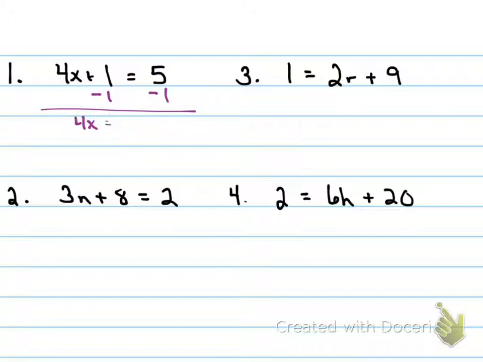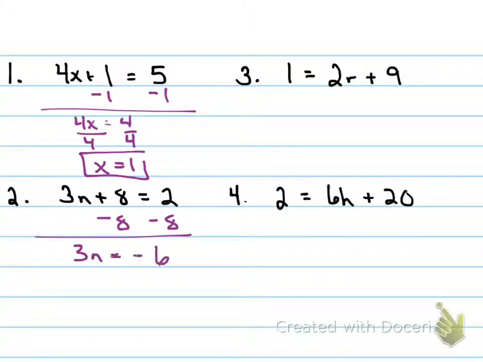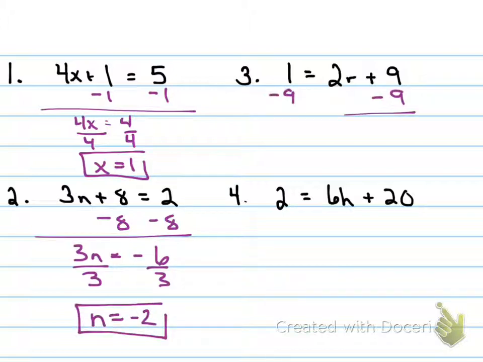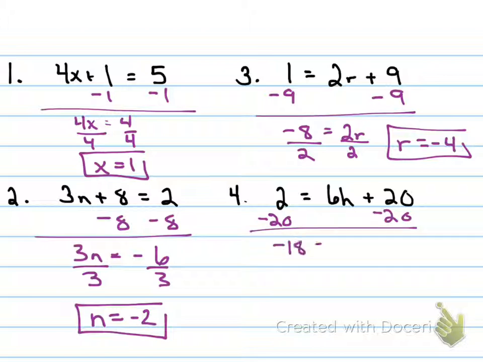Number 1, x equals 1. Number 2? N equals negative 2. Very good. Number 3? R equals negative 4. And number 4? H equals negative 3. Awesome. Who got them all right? All 4. Awesome, guys. Good job.